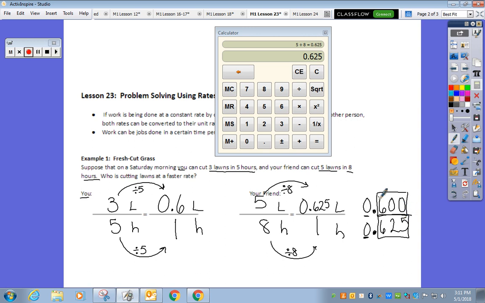625 is greater than 600. So my friend cuts at a faster rate. And sometimes you may be asked how much more or by how much. And in that case, you would just take the larger number and subtract the smaller number to find the difference between the two.